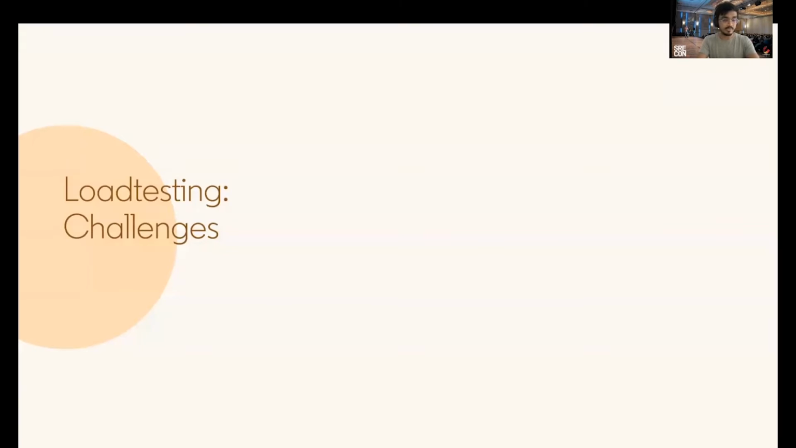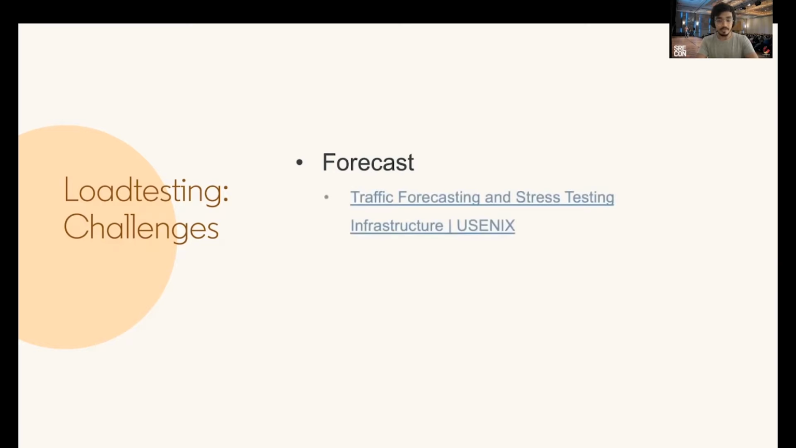There are certain challenges when you do this. The first is the forecast: how much traffic should we be sending to the data center. My colleague in the last SREcon gave a talk on the forecast part of this load testing, if you want to know more about it. The other challenge is that it is real member traffic. That means if there is any outage, actual LinkedIn users will be affected.